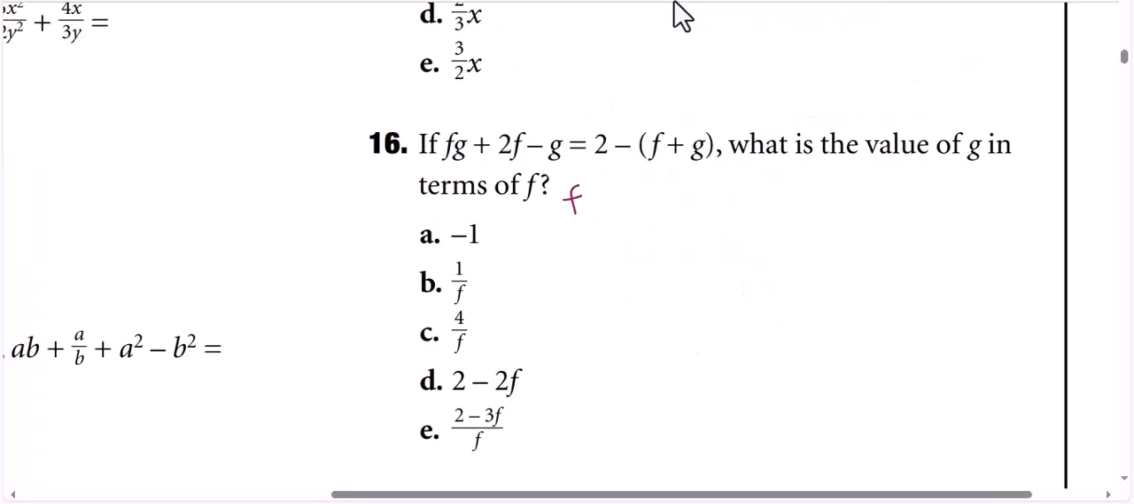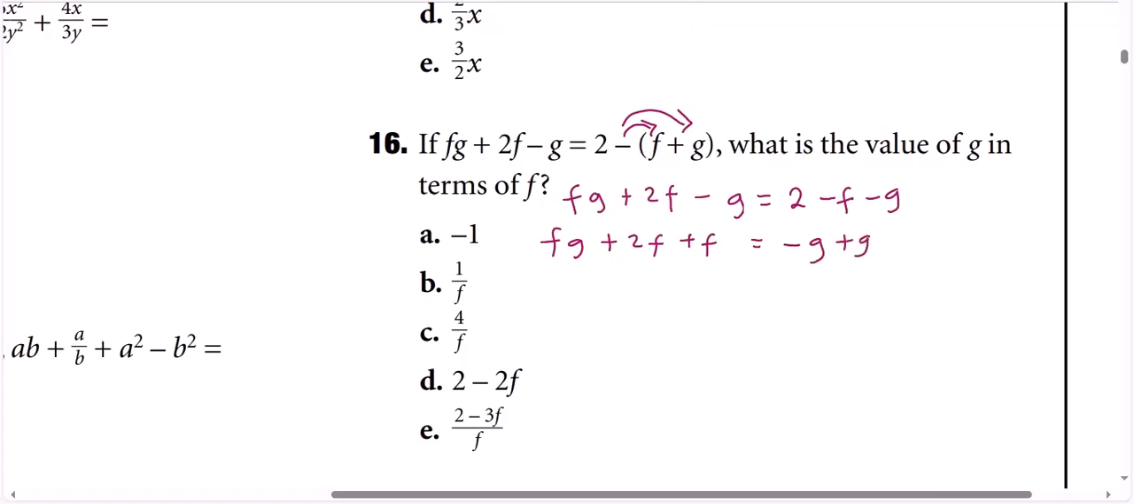For the next question, fg plus 2f minus g is equal to 2. So I want to distribute this negative, so distributing minus f minus g. So let's check out for things that are common here. g and g is common here, then f and f is common here. So fg plus 2f, so this minus f coming here becomes plus f is equal to minus g plus g. But remember to add this positive 2, so plus 2.